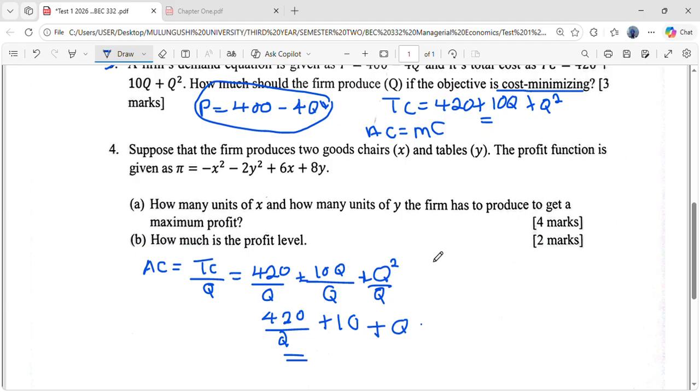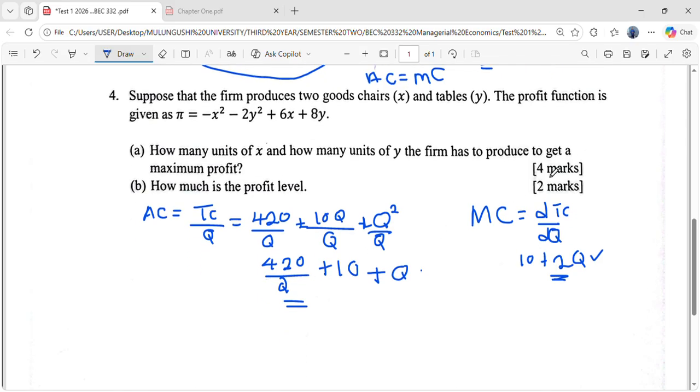Then from the total cost, we can also come up with the marginal cost. Remember, marginal cost is simply the derivative of total cost over the derivative of quantity. What is the derivative of 420? 0. What's the derivative of 10Q? It is 10. And the derivative of Q squared is 2Q. I will paste a link in the description of this video so that you see how differentiation is applied, because this is simply the concept of differentiation that we learned under our basic mathematics, either ordinary or advanced.